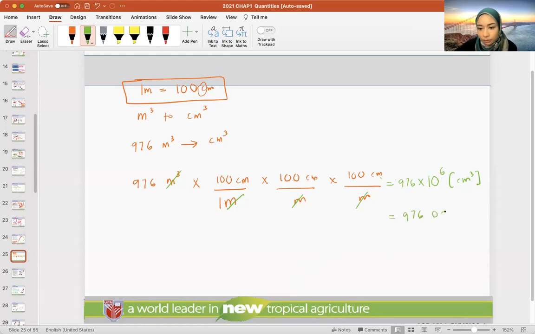or you can write it 976 million, sorry, 976000000 centimeter cube. Can, same thing. Okay, so I hope that's clear. Any other questions regarding this? Okay, is everyone okay? Today not chatty, everyone is not chatty maybe because still sleepy. Okay, any other questions? Clear, okay, good.